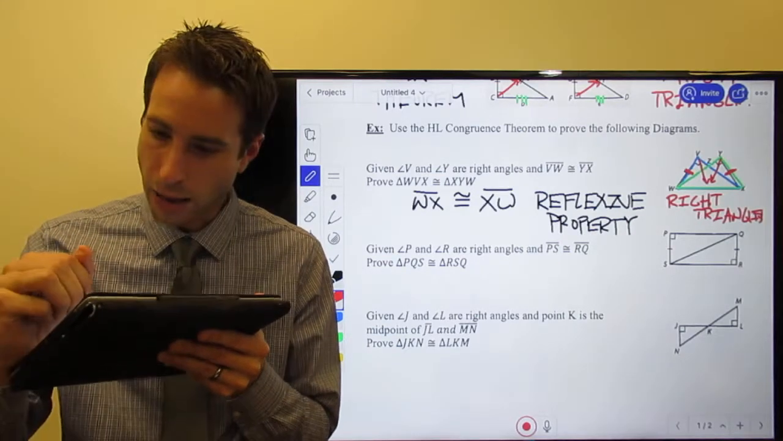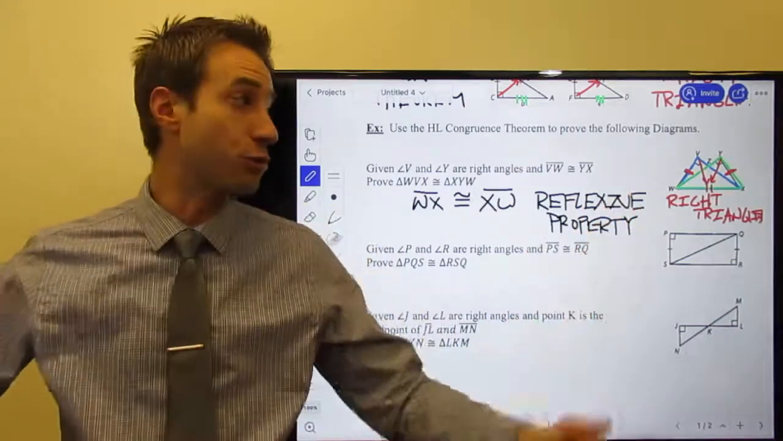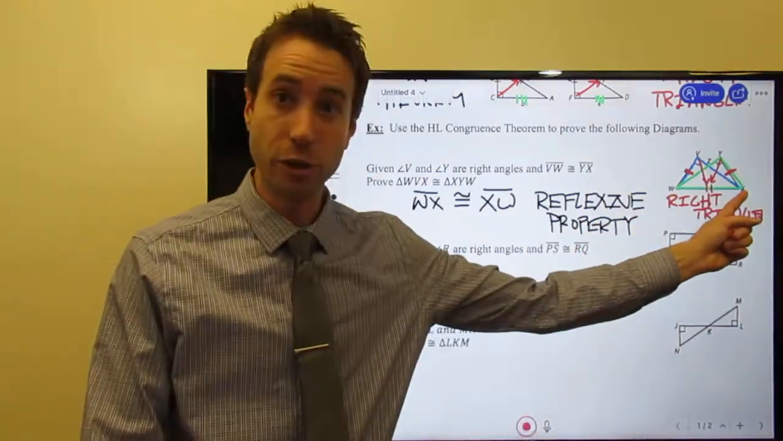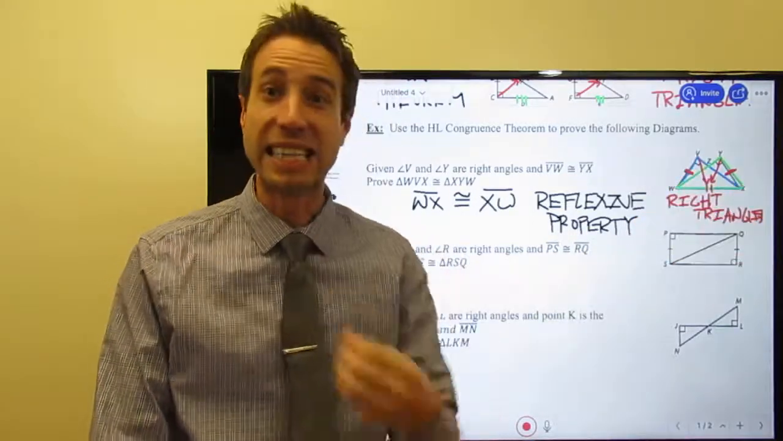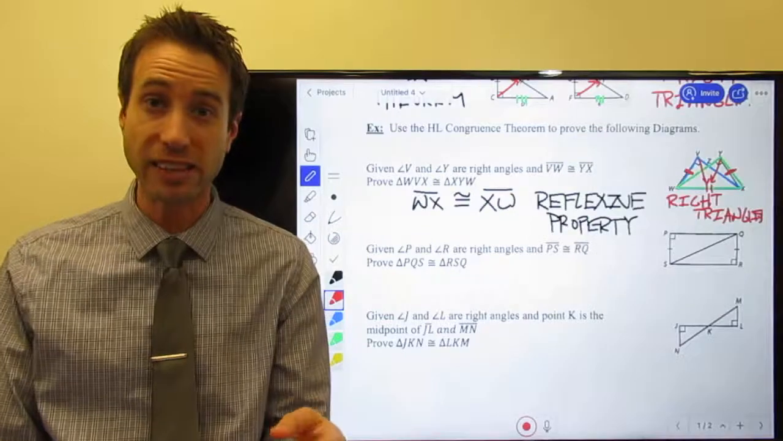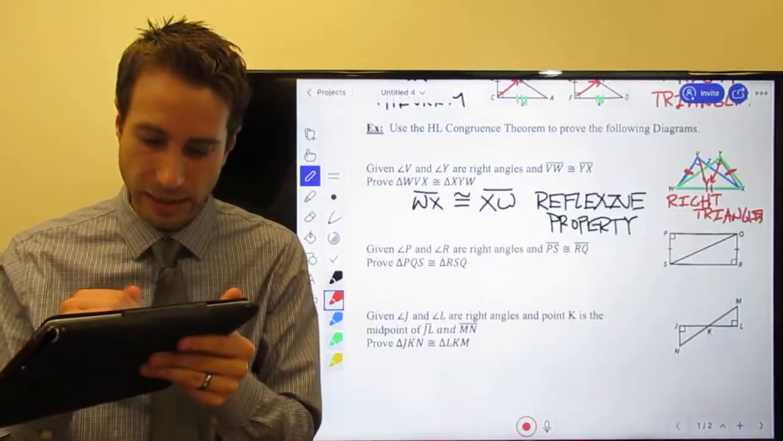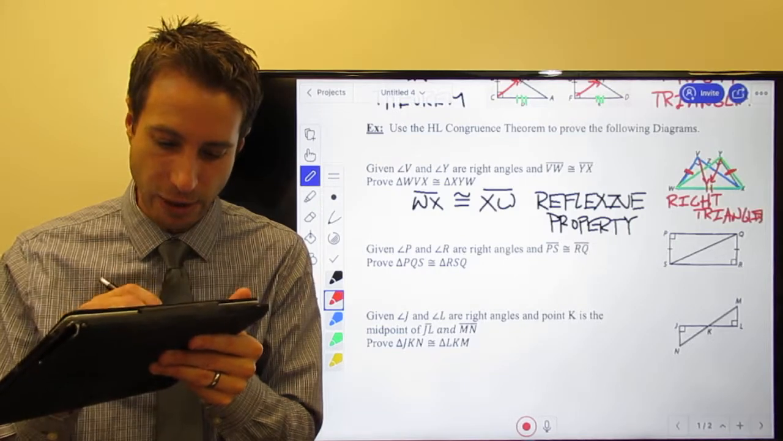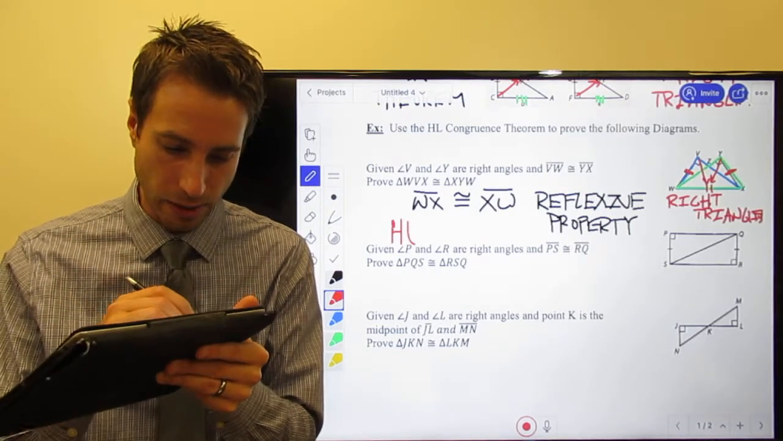So, I will just put my double hash right there, and I know that the hypotenuses of the two triangles are congruent. I was given that a pair of corresponding legs are congruent, and I know that they're right triangles. So we have everything we need to prove the HL theorem. These two triangles are congruent thanks to the HL theorem.